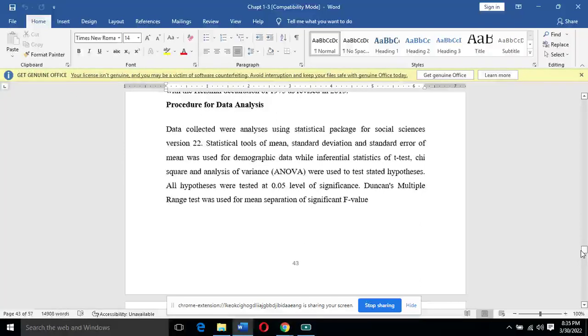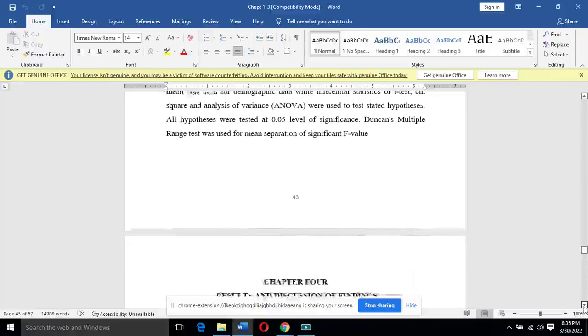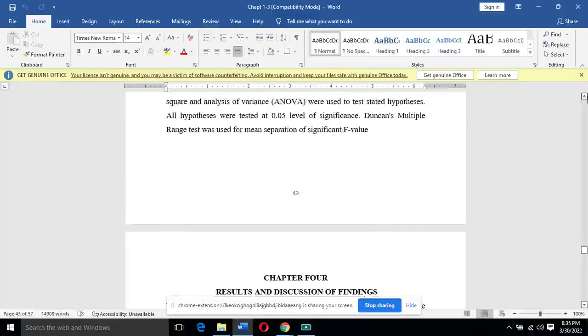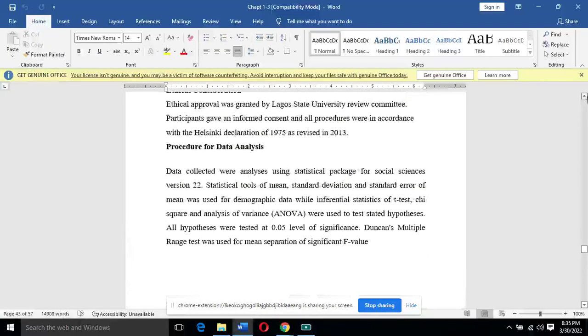Here in this example, the writer is telling us that he used t-test, chi-square, and analysis of variance to test his hypothesis, and he also used Duncan multiple range test for mean separation. These are all that you need to have in your chapter 3. So for you to write a good chapter 3, which is the methodology, all that I have explained here should be inside it. Although there may be some little variation from department to department, it still has to follow this particular pattern.